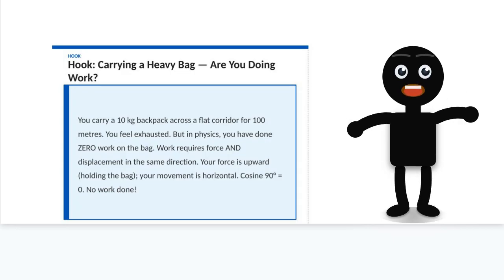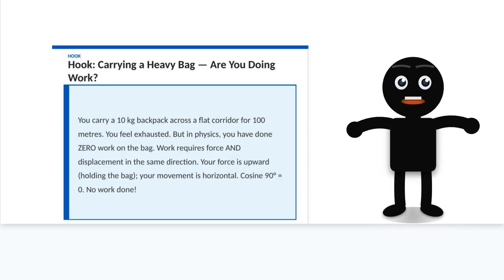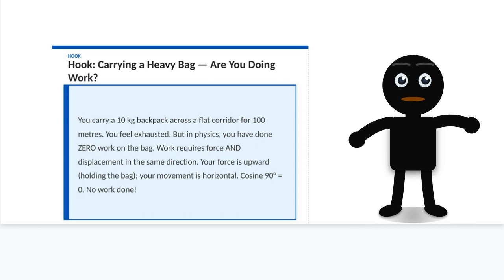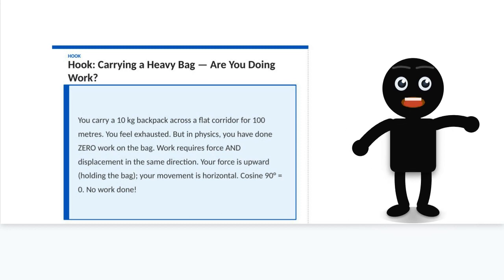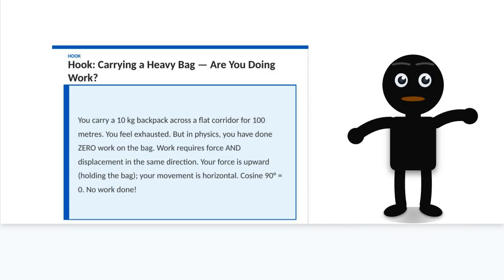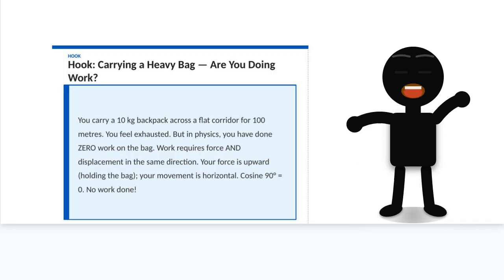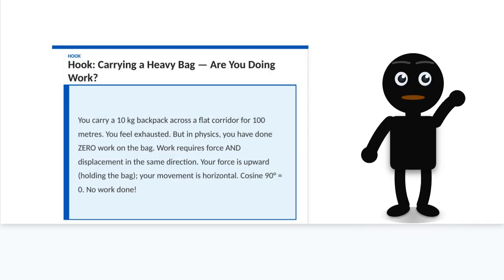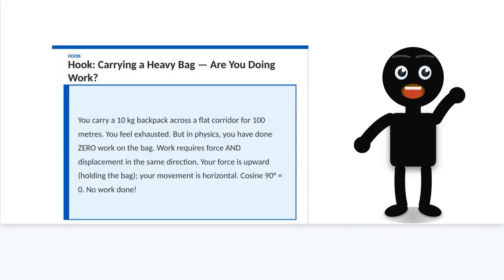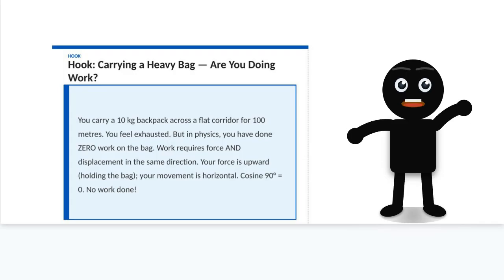Work is defined as force times displacement times the cosine of the angle between them. You are exerting an upward force to hold the bag against gravity. You are moving horizontally. The angle between upward force and horizontal displacement is 90 degrees. Cosine of 90 degrees is 0. So work equals 0. Your muscles are doing work internally, fighting against your own body's weight and inertia, but no work is done on the bag in the direction of its travel.